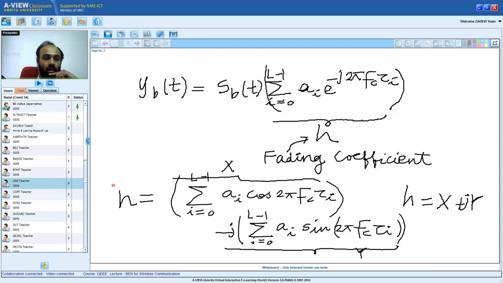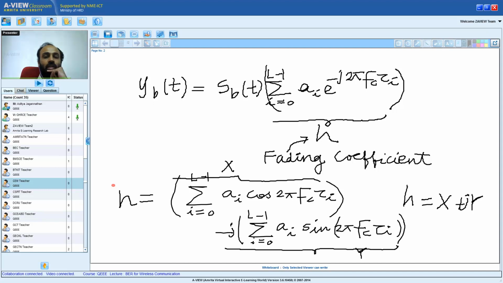Let me quickly go to some other college and see if they can follow what I am trying to say. Raisoni College of Engineering, are you able to follow what I am saying in terms of the fading coefficient h represented as x plus jy? Yes, sir. What is x? x is summation a_i cosine 2 pi f_c tau_i. And what is y? y is summation of minus a_i sine 2 pi f_c tau_i. Fine. Are you first year, final year students or postgraduate students? UG students, sir.